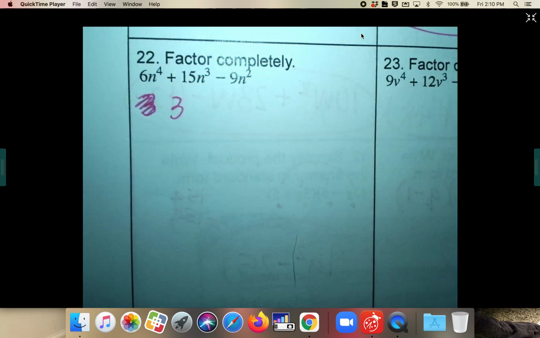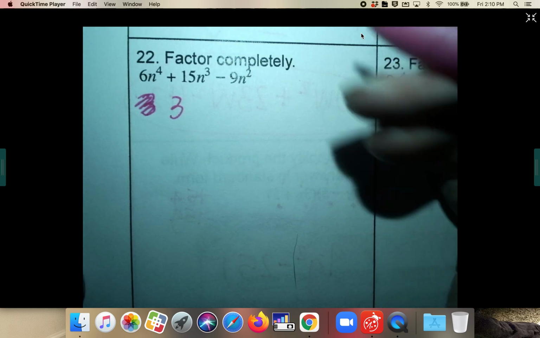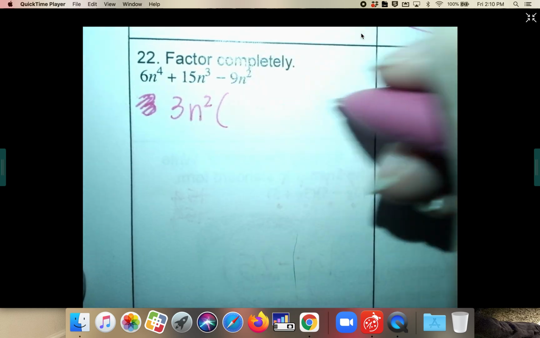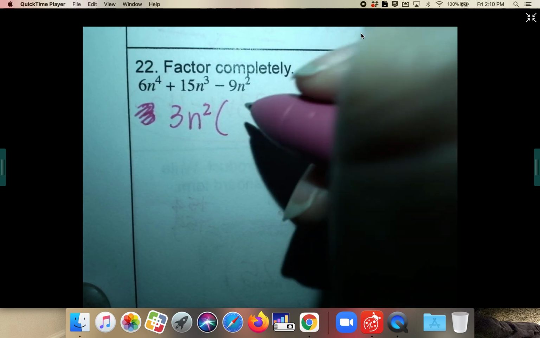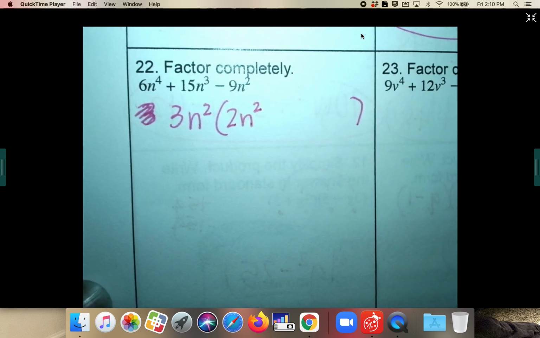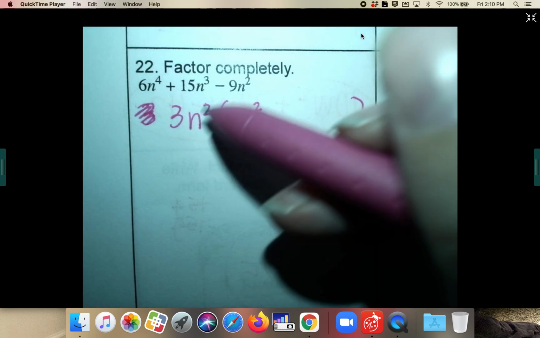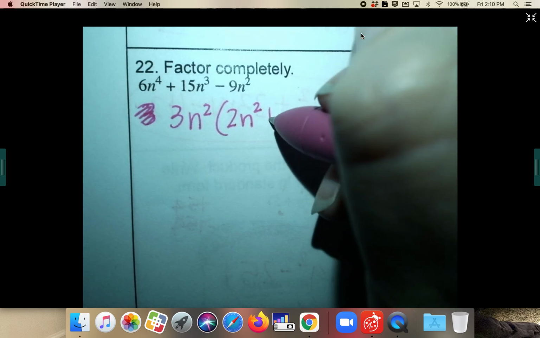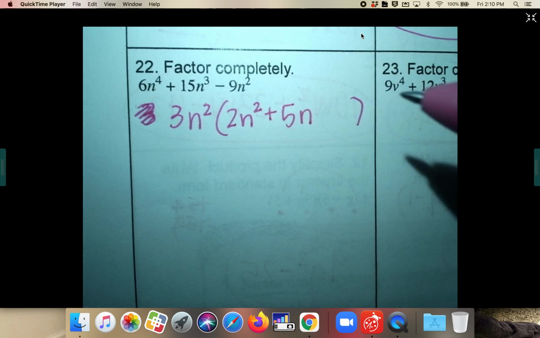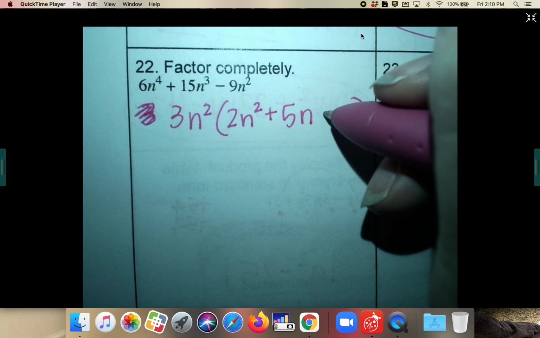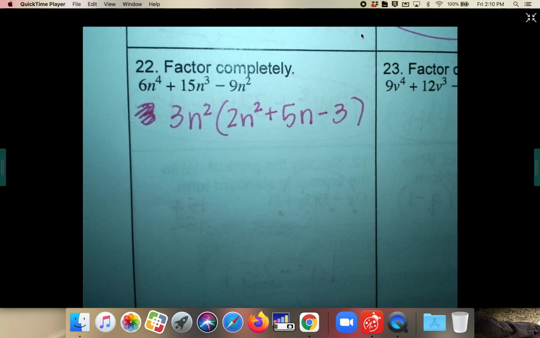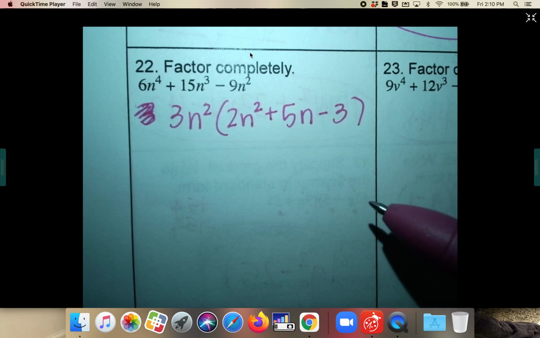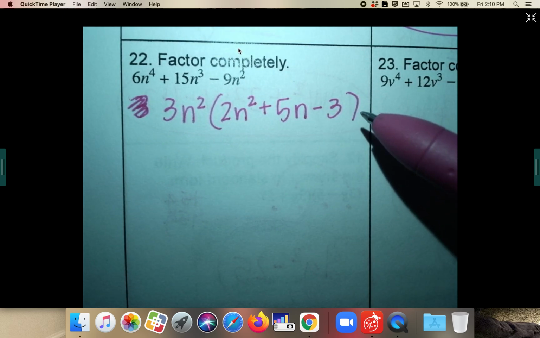Anyway, I can also pull out 2 n's. So n squared is going to also be coming out of that one. So 3n squared times 2n squared, 3n squared times 5, just n, and 3n squared times minus 3. Okay. So now we've got a problem. We're not quite done because this can be factored again.